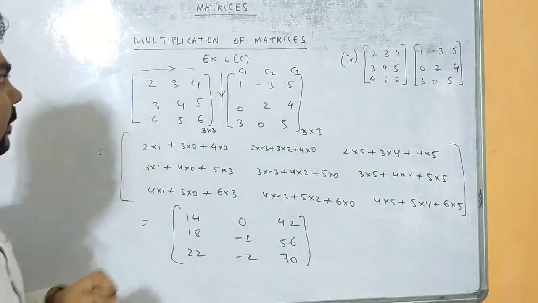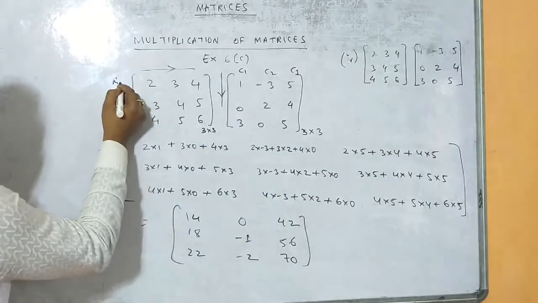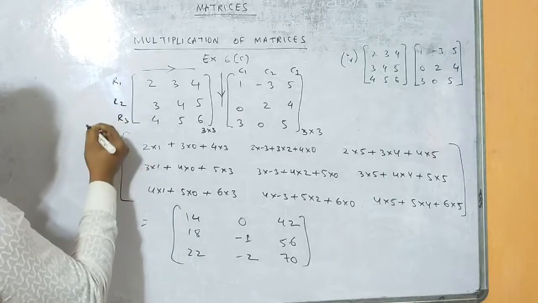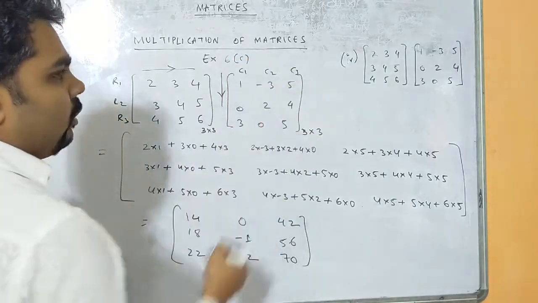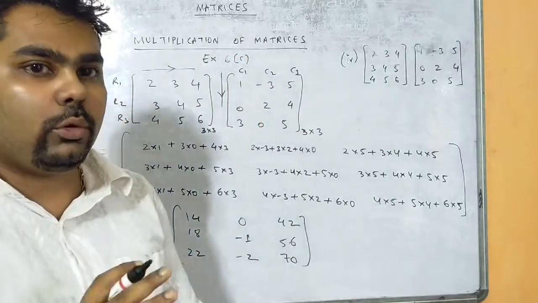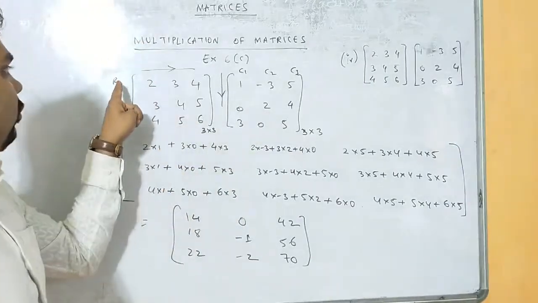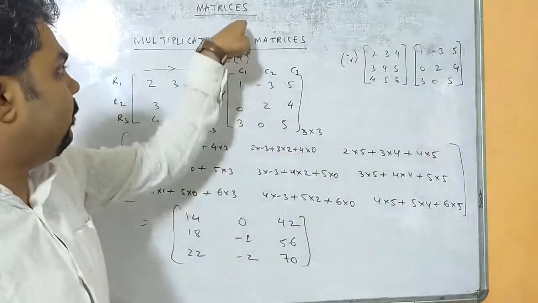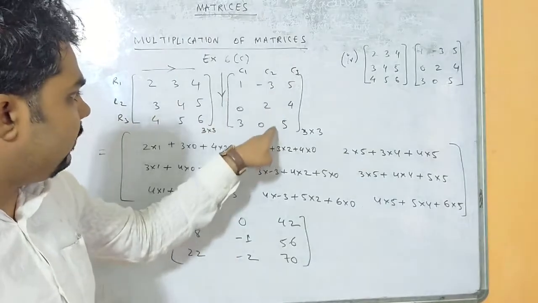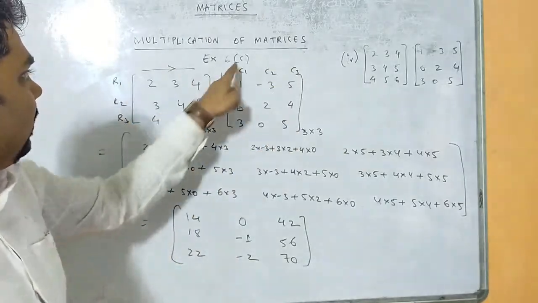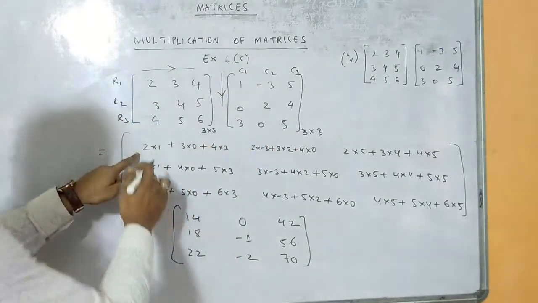Now let's see how we have multiplied this one. So we have here row 1, row 2 and row 3, and we have column 1, column 2 and column 3. So the multiplication will be row column multiplication. That means first row R1 you need to multiply with C1, then C2, then C3, right? So when you are multiplying with C1, we will be getting this one, right?